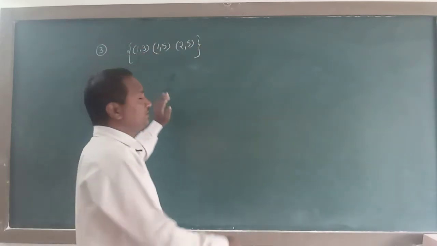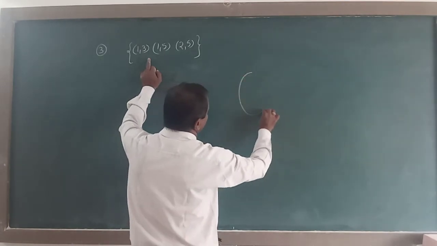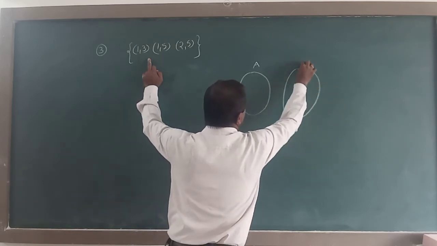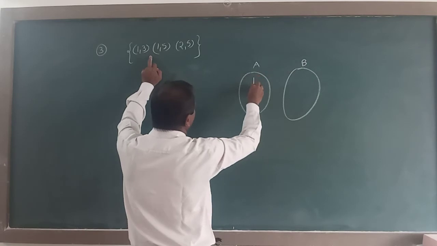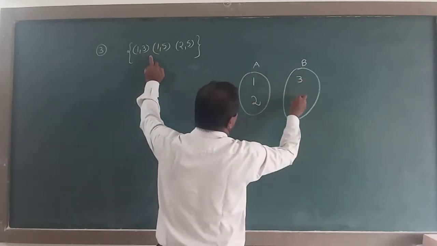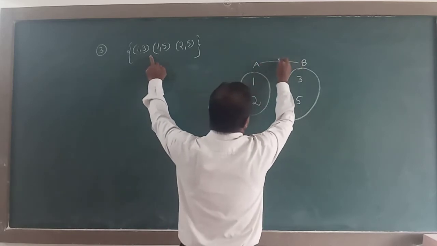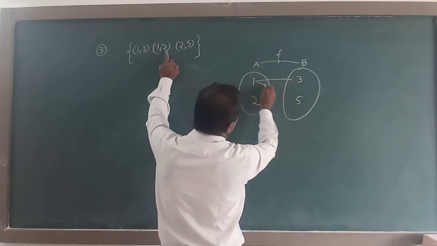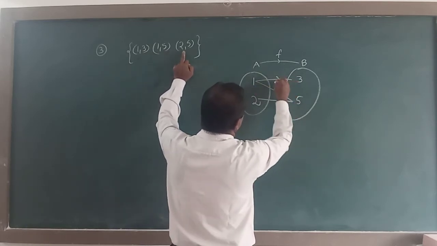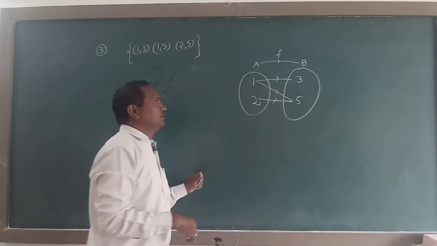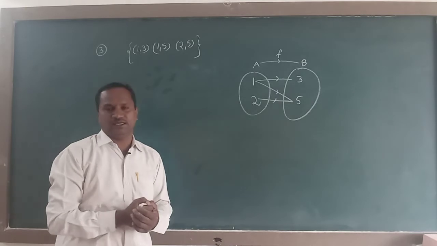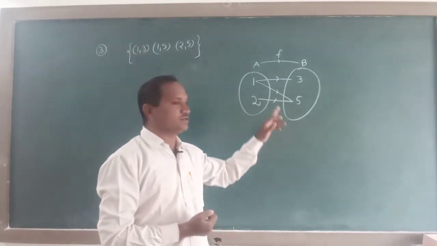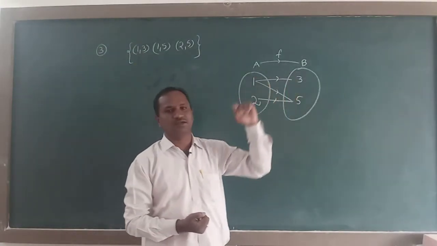So diagrammatically I am showing here set A, and next you write the set B elements here. Set A is 1 and 2, set B is 3, 5 here. A to B is one function here. 1 to 3 and next one is 1 to 5. That's 2 to 5 here. Like this. The element 1 of the set capital A is associated with two elements of the set B.